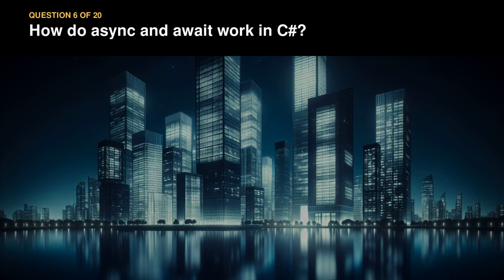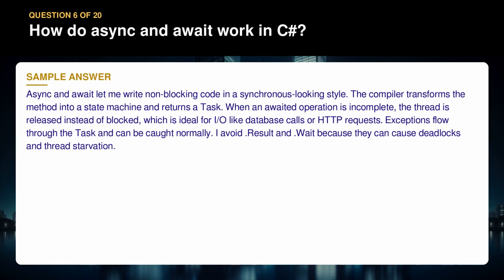Question 6. How do async and await work in C#? Async and await let me write non-blocking code in a synchronous-looking style. The compiler transforms the method into a state machine and returns a task.